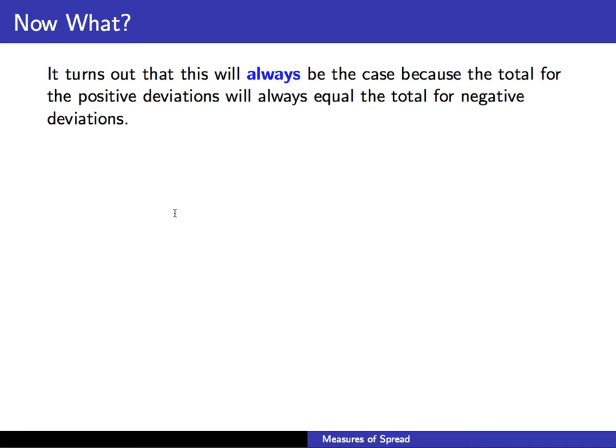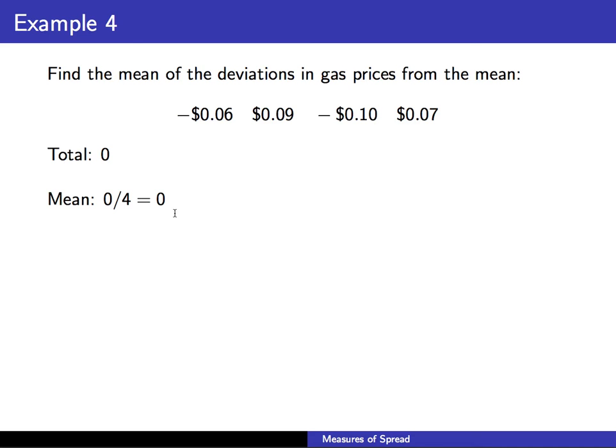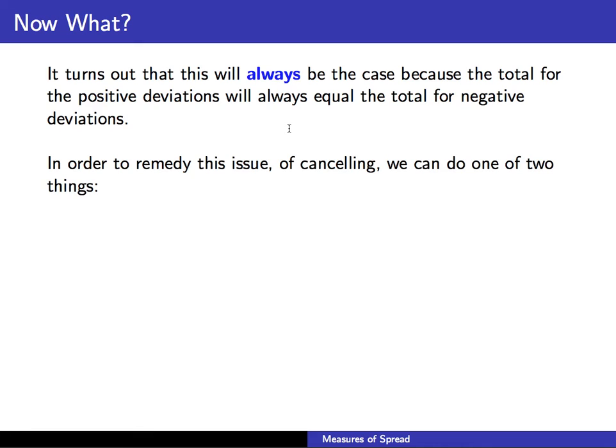And it turns out this is always going to be the case because the total for the positive deviations is always going to equal the total for negative deviations. If you think back to the picture where the mean is the fulcrum and everything was balanced, it's balanced because the total deviations on the left, in this case negative 16 cents, is going to equal the total deviations on the right, which in this case is positive 16 cents. So no matter what we do, the sum of the deviations from the mean is always going to be 0. Well, that doesn't really help us with figuring out how far on average each of the points are if we're always going to get 0.